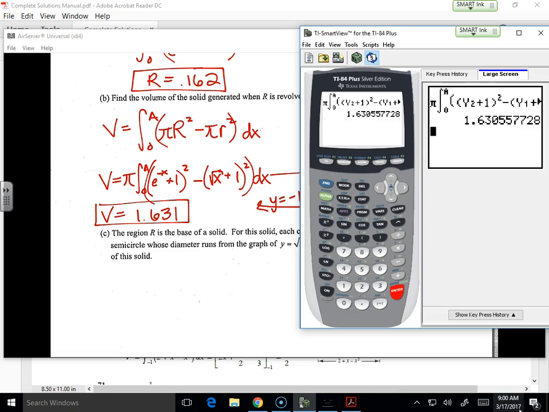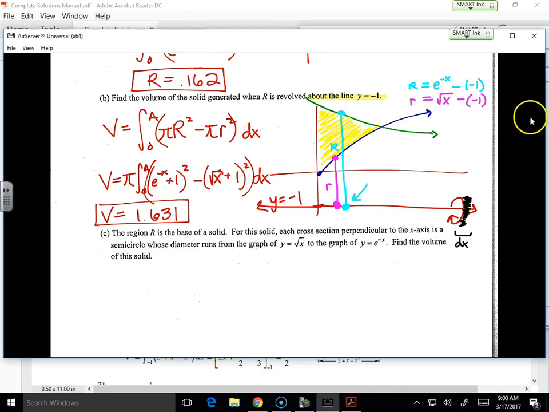So what's different when you're revolving around somebody other than an axis? You have different bottoms, or sometimes different tops.